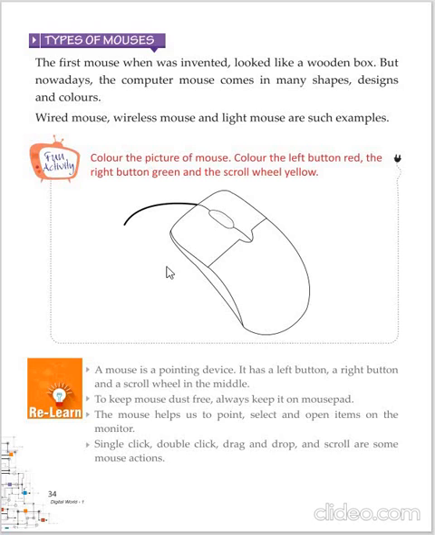Now children, you have to do this one activity. You have to color the picture of a mouse. Left button with red color, the right button with green color and the scroll wheel with yellow color.